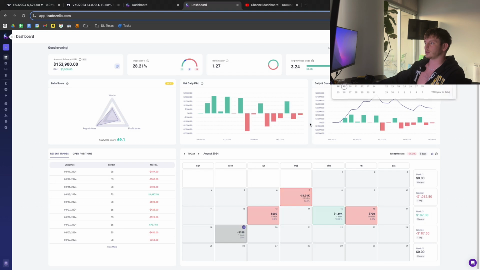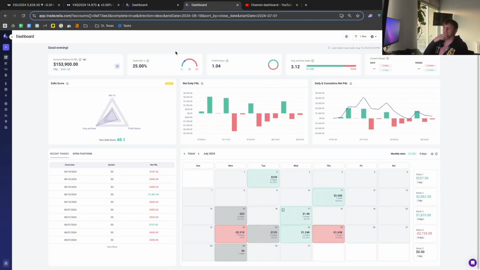Let me throw this date range on real quick so you can see my stats for the last 60 days. Awful win rate, we have a 25% win rate. We're literally break even in the last 2 months. 14,837 profit, so we're only up $400. If you add up our losses and our winners, we're only up 400 since the beginning of July. Clearly an indication that there is a problem with my trading.